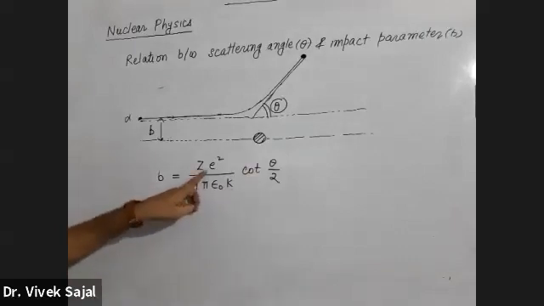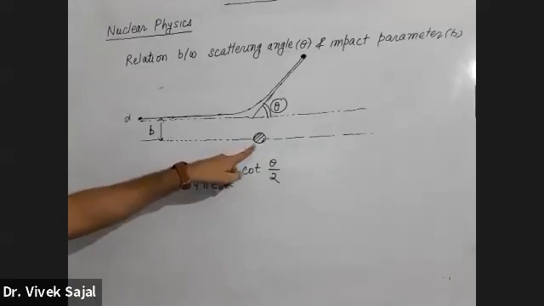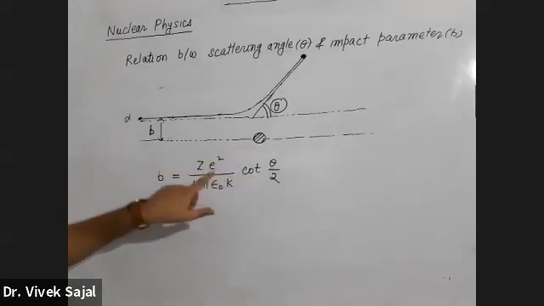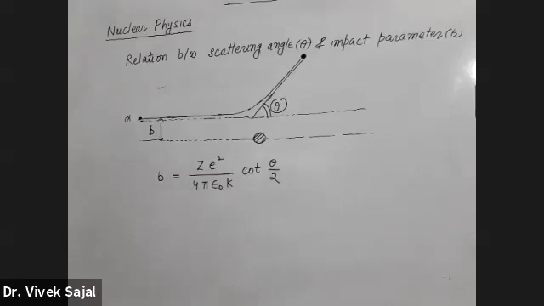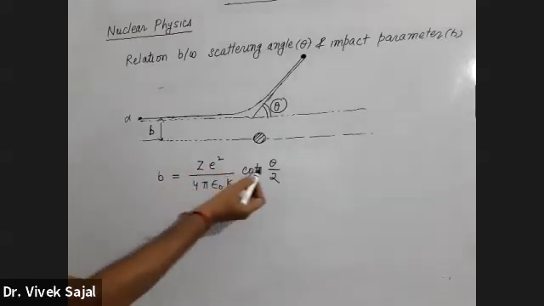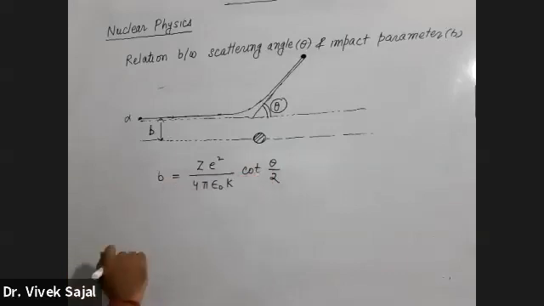You are aware what is Z? Z is the charge number of the nuclei. E or 4 pi epsilon naught, you know. K is the kinetic energy of the alpha particle. Here you can write that K is the kinetic energy of the alpha particle, and theta is the scattering angle.